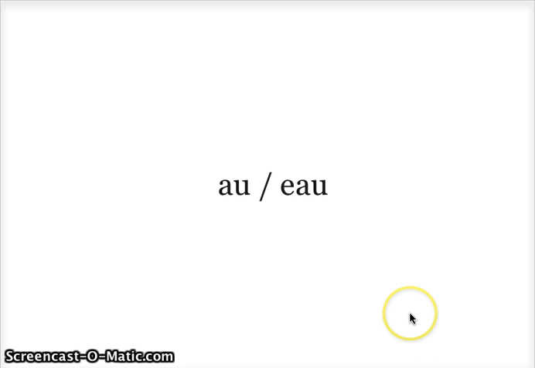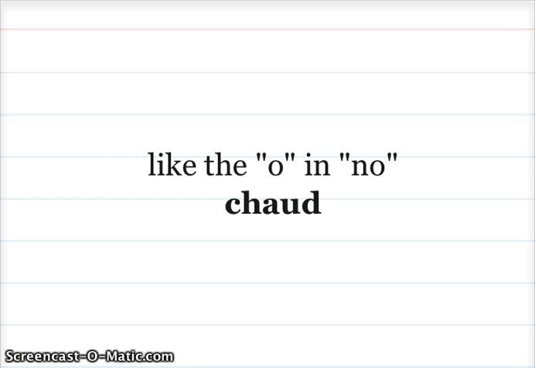The next letter combination is AU or EAU. And these both have the O sound as in no. All right, so it's a long O sound, as in the word show. Show. All right, simple enough. A very simple sound that we also have in English. All right, the next one.